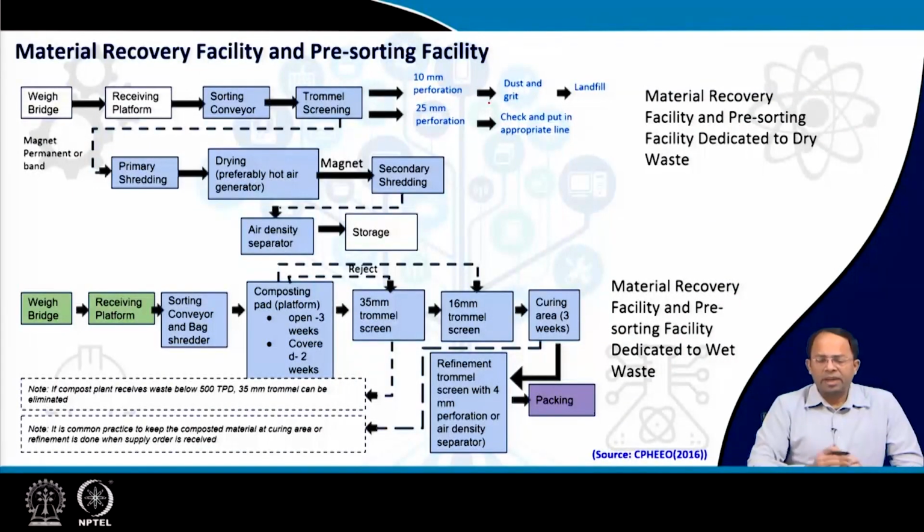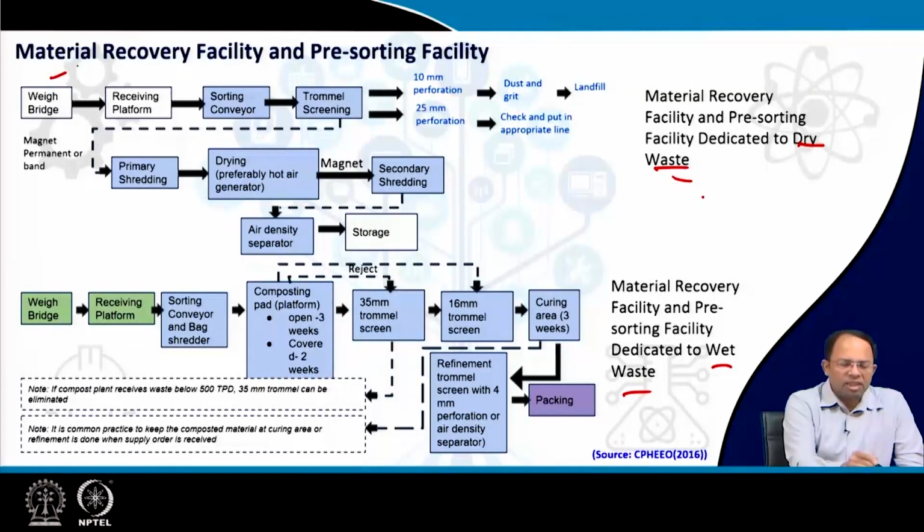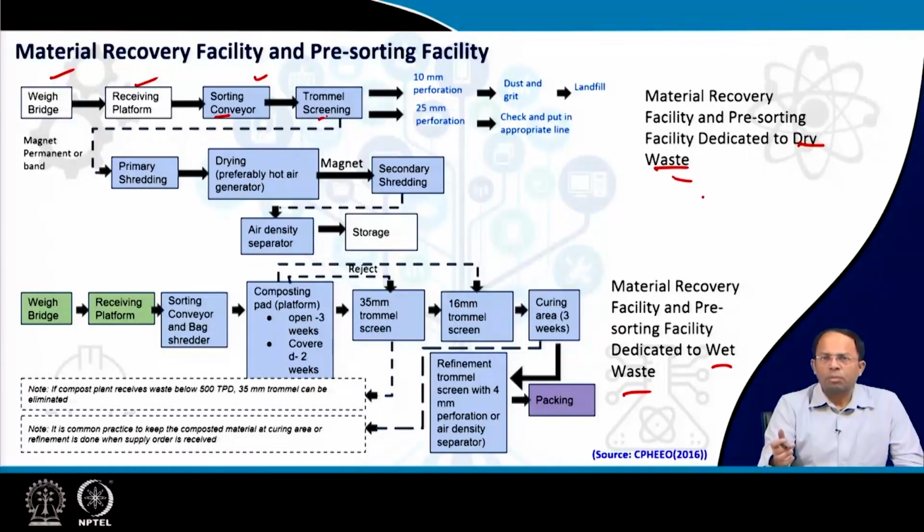Now, if we get dry waste or wet waste separately, that means instead of getting mixed waste, we are getting just dry waste. So that means this doesn't have organic content. Here, first it comes to a weighbridge, we measure the waste, and we store the waste in a receiving platform. From there it is put on a sorting conveyor, where manual sorting could be done. The sorted waste is then sent to a trommel screen, and two sets of trommel screen can be used.